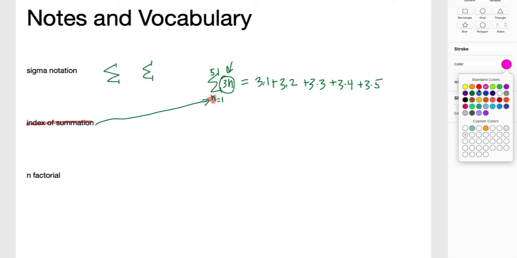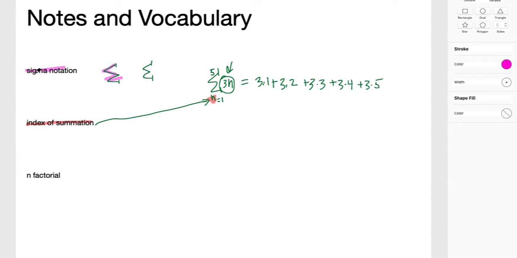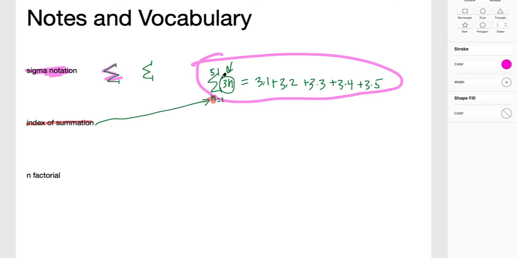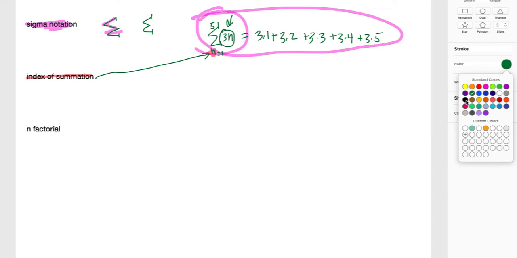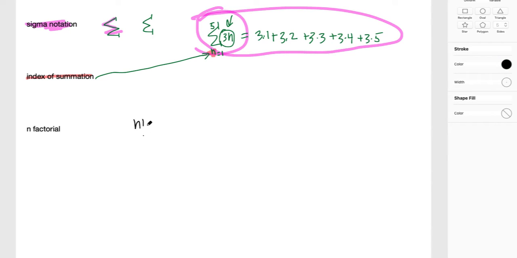We have sigma notation, and that's what we're writing here. Here's the sigma symbol, and this whole situation would be sigma notation. And then n factorial. Well, I talked about this in the last video, and if it was the first time I talked about it, I apologize. But n factorial is written like this, and let's just go over it real quick.